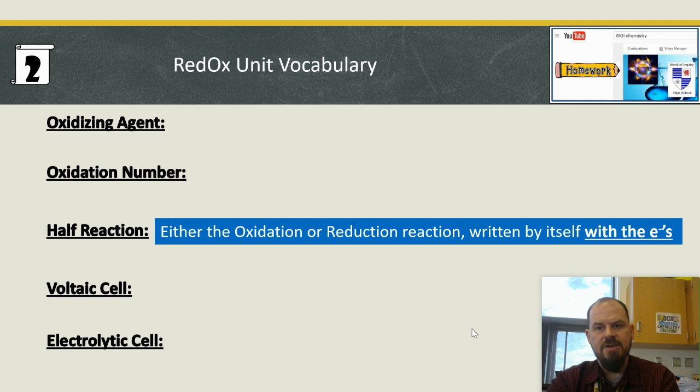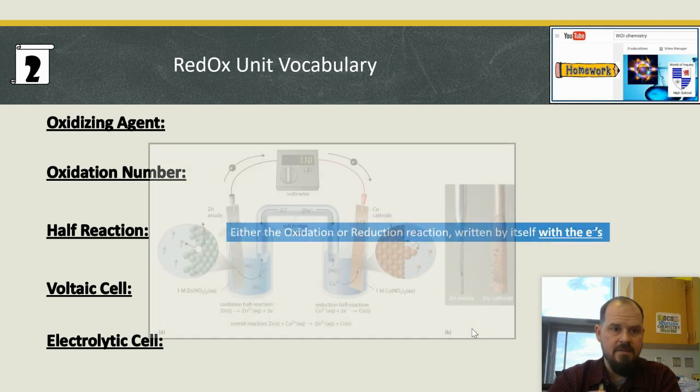That's why we write the half reactions, and then we balance the half reactions so that the number of electrons gained equals the number of electrons lost. You might have to balance these things.